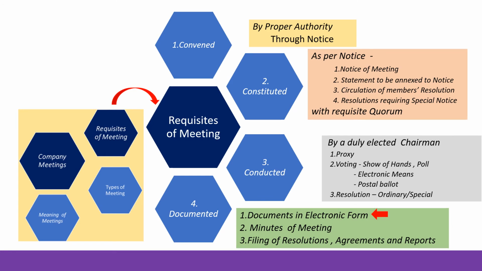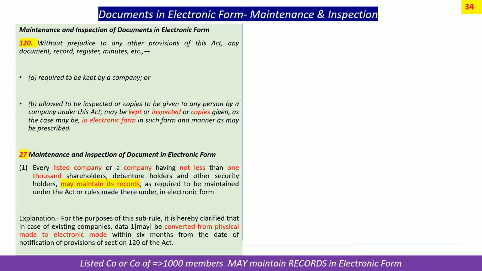This is so far as conducting of the meeting. Once the meeting is conducted, it has to be documented. Now, documentation, we have got 3 aspects of documentation: documentation in electronic form, minutes of the meeting, and filing of resolutions, agreements, and reports. Let's have a look at that. Let us start with the electronic form. Maintenance and inspection of documents in electronic form, section 120.